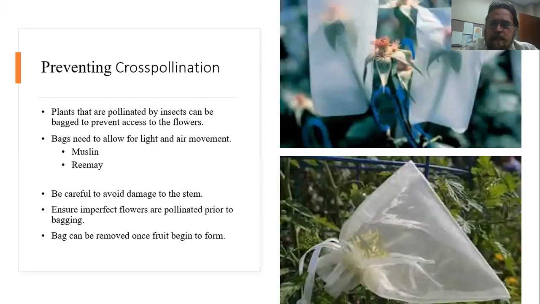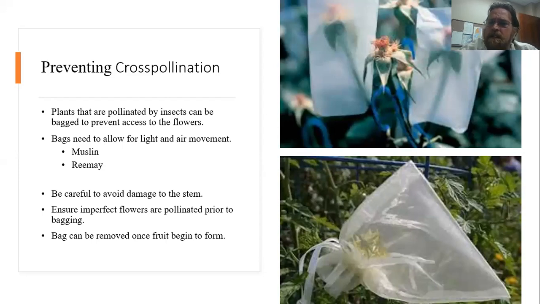So in order to take care of this, we need to make sure we take some steps. If we really want to save these seeds and make sure that we're maintaining that variety, we need to take a step to prevent that cross-pollination. Particularly for insect pollinated plants, what we want to do is we want to bag those flowers to prevent access by the insects to those flowers.